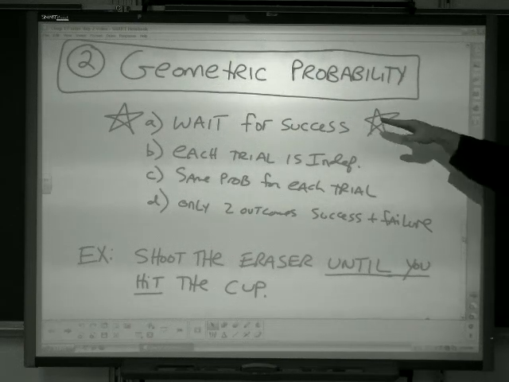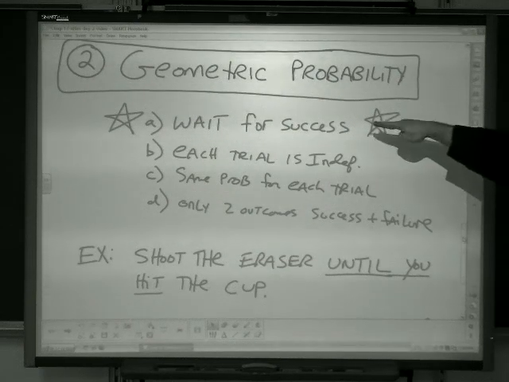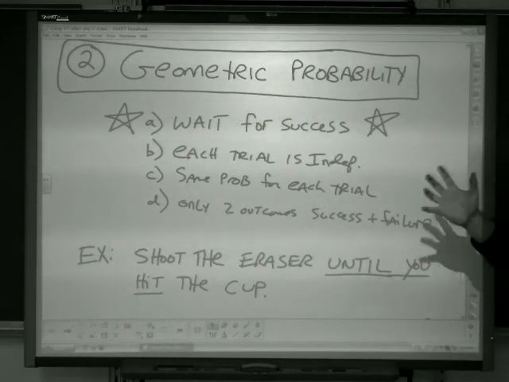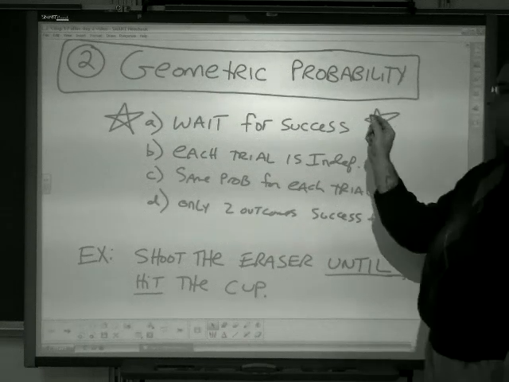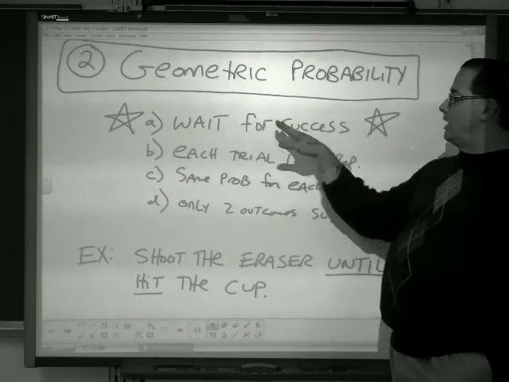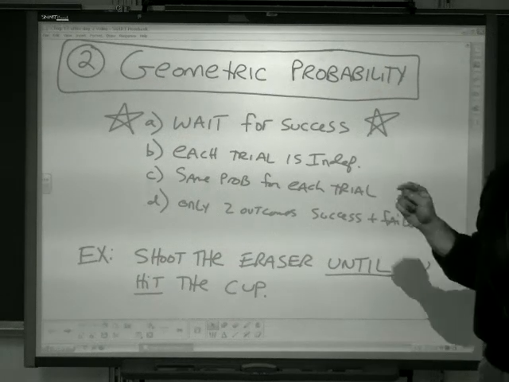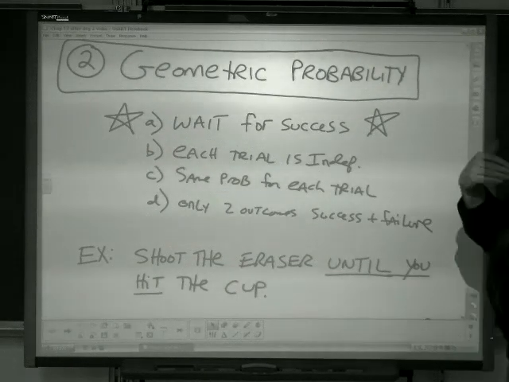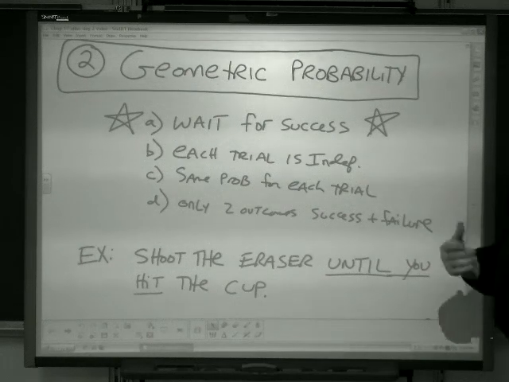So the biggest distinction between geometric and binomial is geometric, we're waiting for success, and binomial is we have a fixed number of trials. So when we do these problems, we're going to actually try to find the words that discuss whether we're waiting or fixed trials, and we will circle those and we will start to classify them as either a geometric probability or binomial.